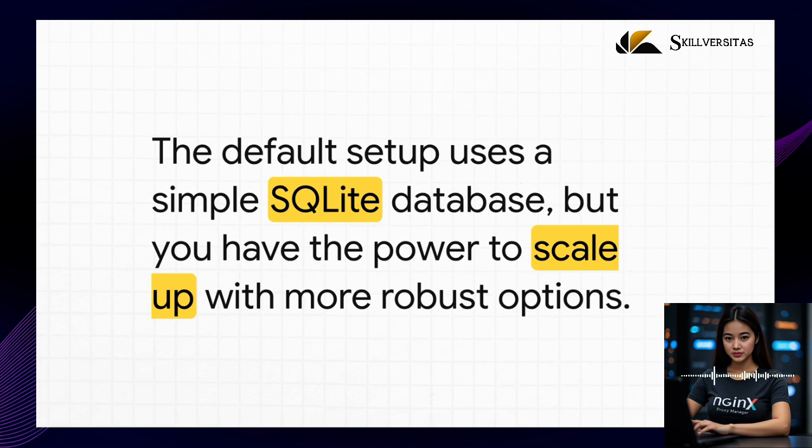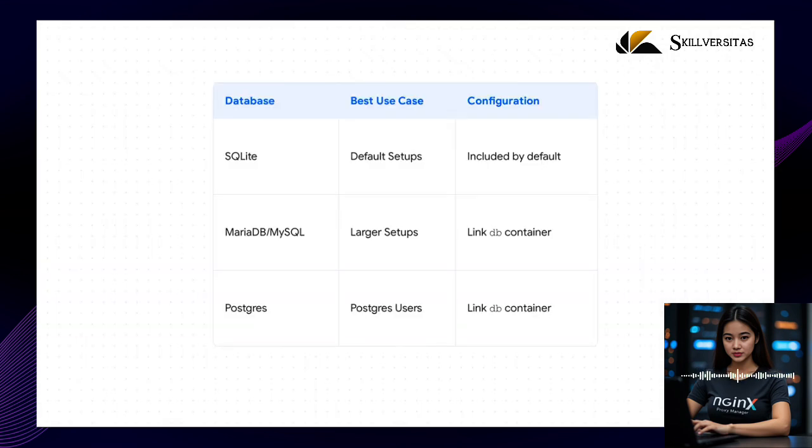But what if you're running a larger, maybe multi-user setup, and you need something a little more robust? Well, NPM has you covered there too. This table just shows the tool's flexibility. By making just a few little changes to your Docker Compose file, you can switch from that default SQLite to a full-fledged MariaDB, MySQL, or even a Postgres database.